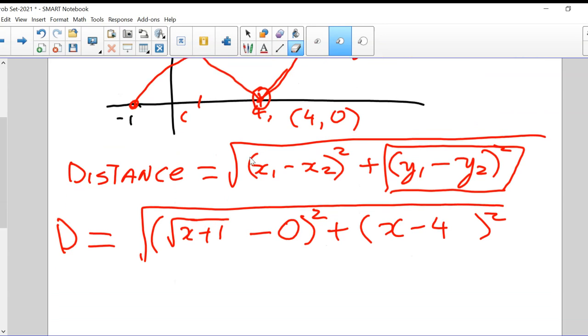Now, here's what I'm going to do. I'm going to square this plus the square of that. I'm going to take the square root of that, and then I'm going to take the derivative of that and see if I can figure out what's going on here.